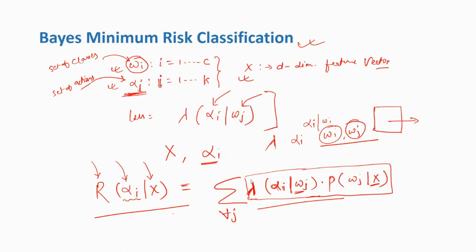Then the total risk involved in predicting class 1 will be equal to the individual risks for all the classes. In that case, according to this formula, we have to take the summation using the formula given here for the risk, and we take the action where the risk is minimum.